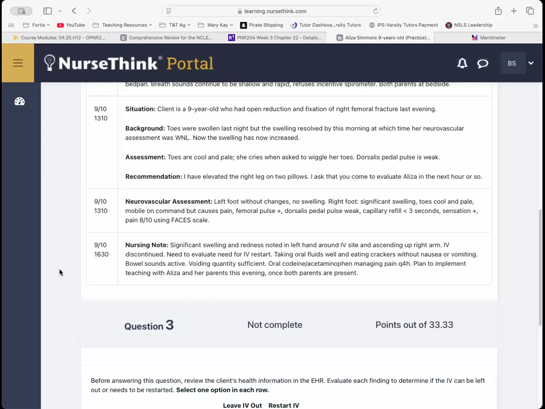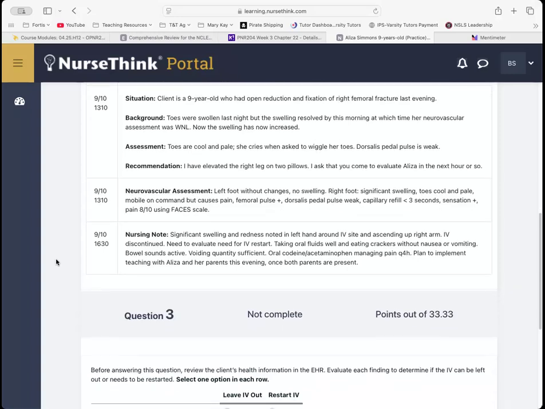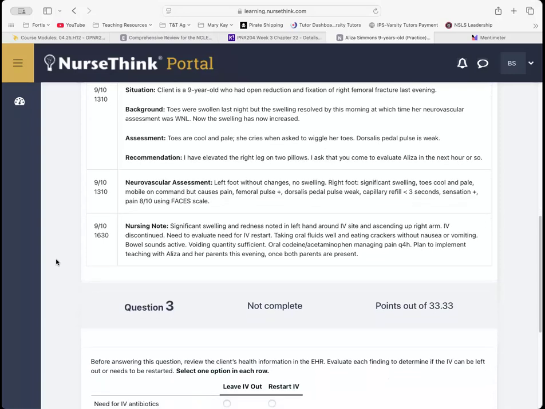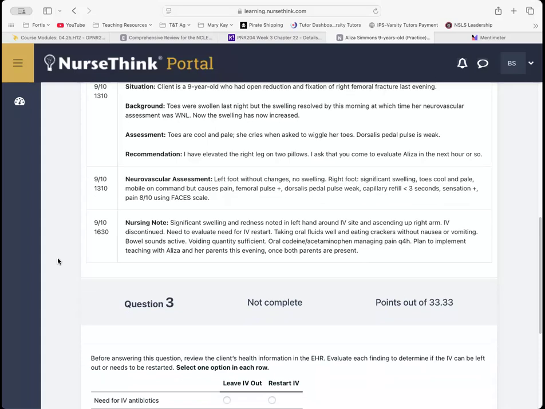So unfortunately, that is not Eliza's last complication. She has one more that happens. So later on that day, they noticed significant swelling and redness in her left hand around her IV site, and it's going up her arm. So what is that going to be a sign of?